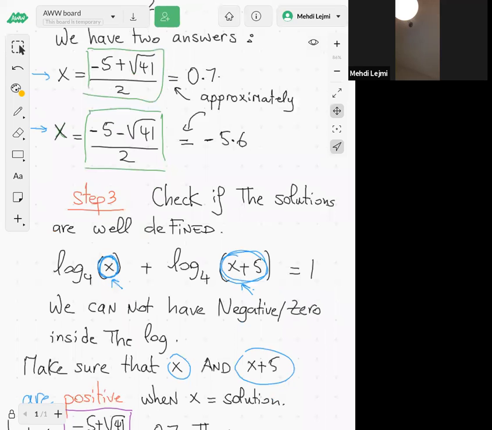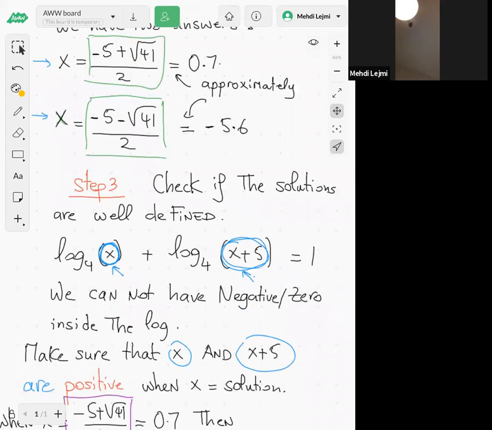This is really important, guys. If you don't do this last step to check if your solutions are well defined in the final, you won't get full credit, okay? Because again, by definition, the log must be applied only on positive numbers. So if you just skip this last step, you won't get full credit.